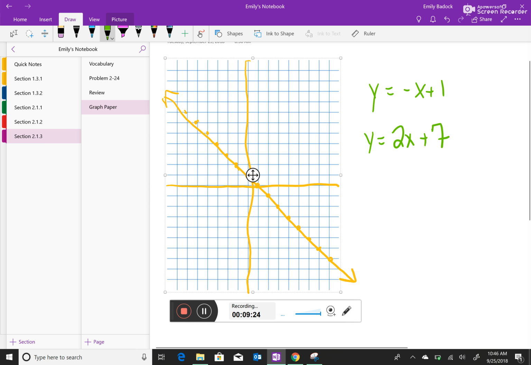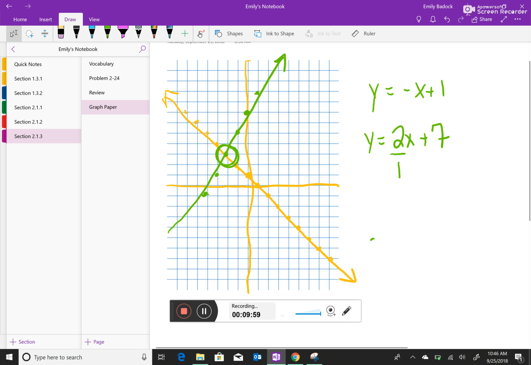Then we have 2x plus 7. So my y-intercept for that is going to be 7. So 1, 2, 3, 4, 5, 6, 7. And I'm going to be going up 2 over 1 because it's rise over run. So I'm rising up 2, I'm running over 1. Going down 2 over 1, down 2 over 1, and so forth. And we actually see where the lines intersect, which is what we wanted, right here at that point.